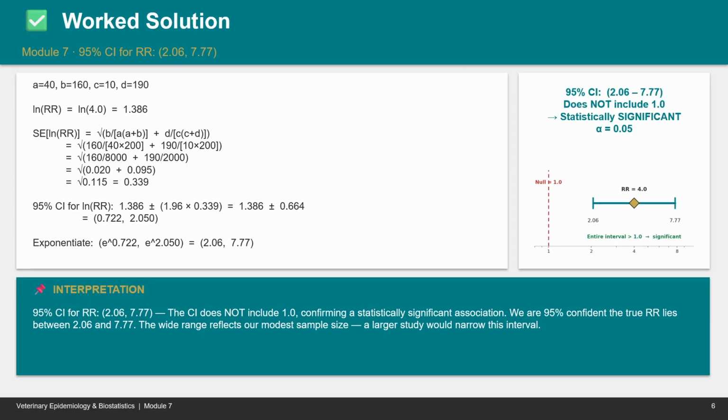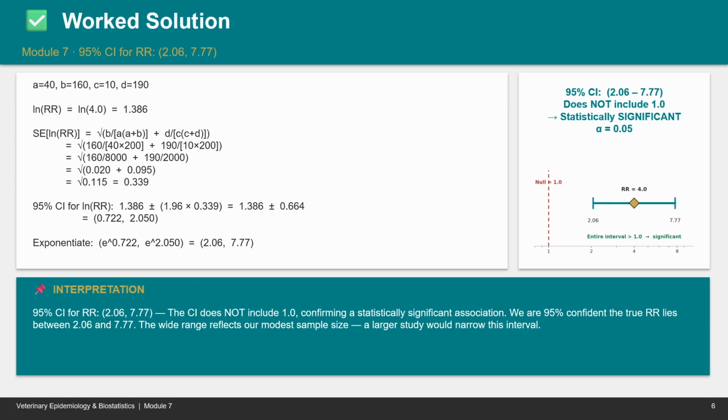Let's walk through each step. First, we take the natural log of 4, which is 1.386. Then we calculate the standard error using the formula. Plugging in our cell values gives us an SE of 0.339. We multiply 1.96 by 0.339 to get 0.664 and add and subtract that from 1.386 to get the confidence interval on the log scale, 0.722 to 2.050.